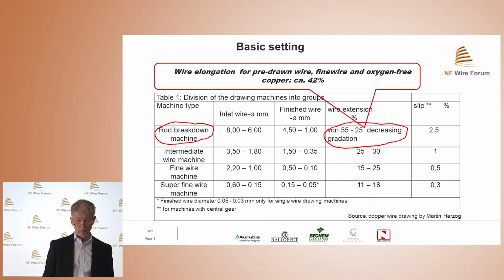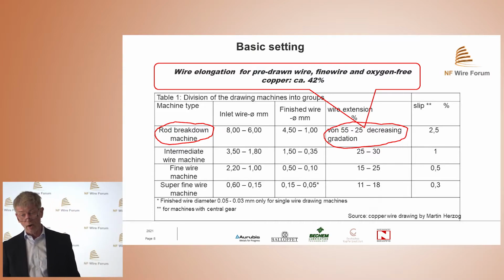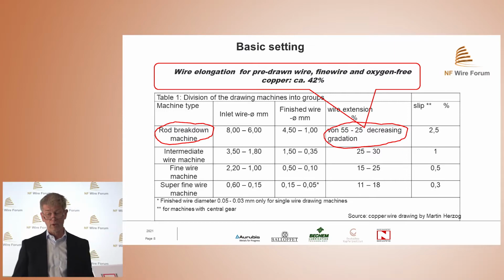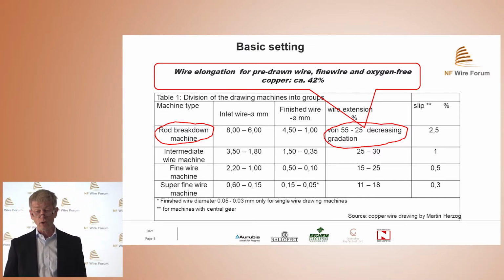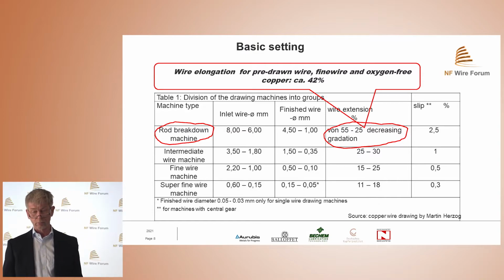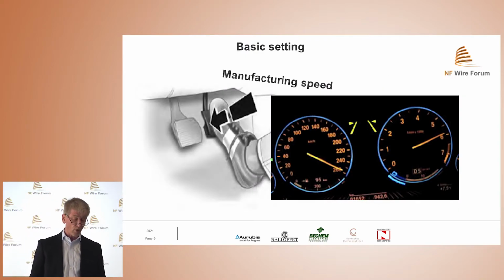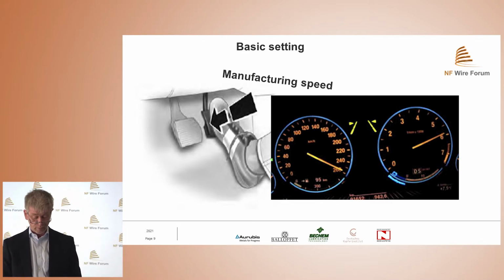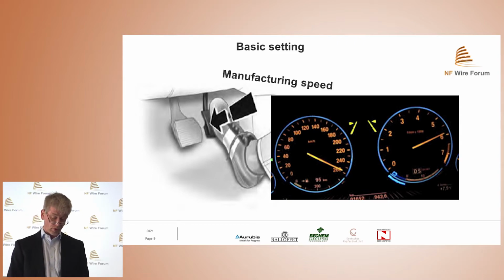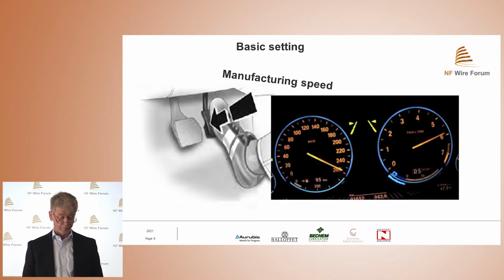But producing a pre-drawn wire for a fine or multi-fine wire process, it can be useful to have wire elongation of about 20 to 42%. What's also important is the manufacturing speed. That means producing too fast with a rod breakdown machine or with a multiwire machine can be a problem.